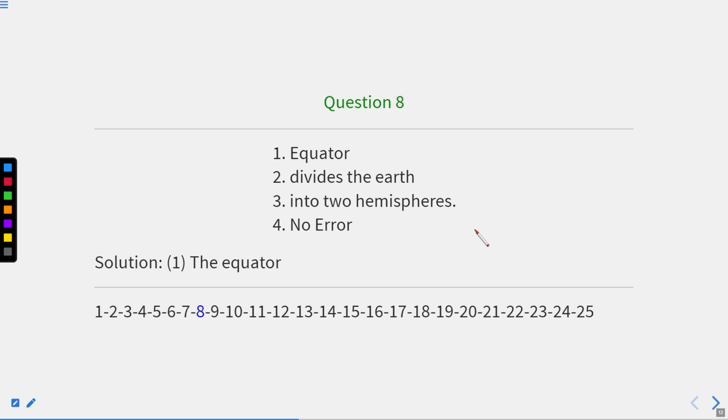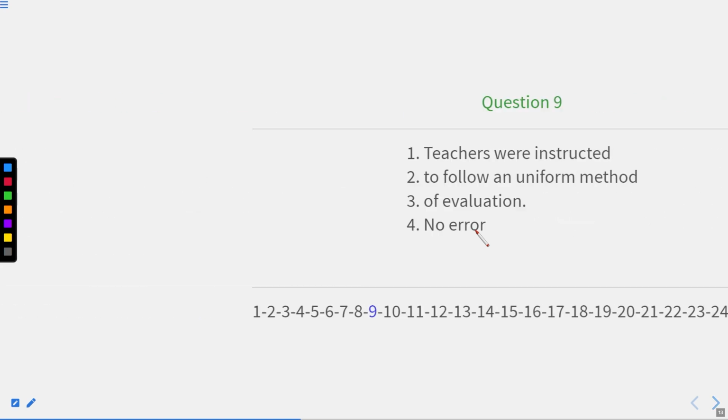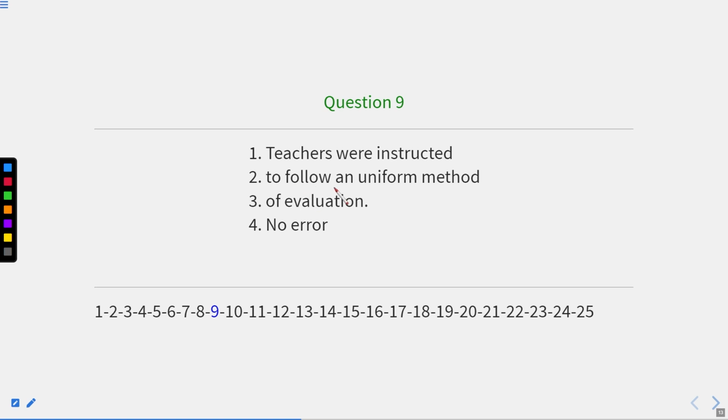Okay, so now let us move to the next one. This is question number 9 now. Teachers were instructed to follow an uniform method of evaluation.